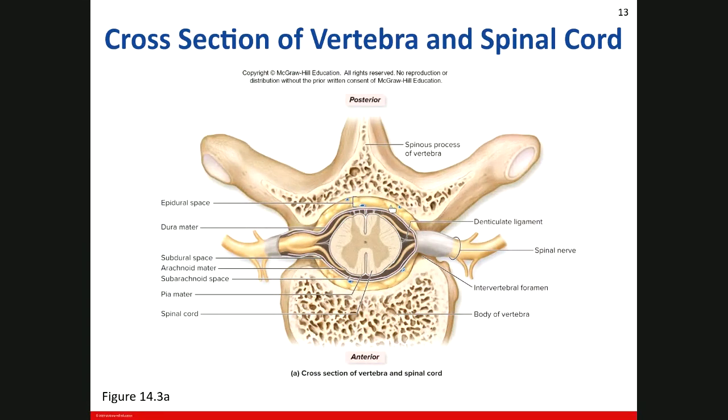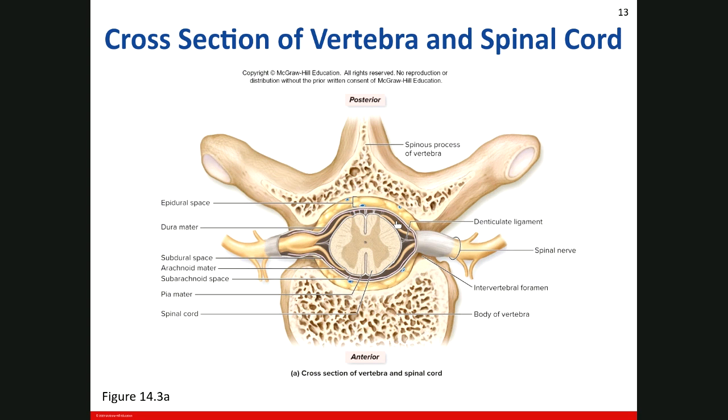These are the different layers of meninges. So first we have pia mater. After that, we have arachnoid matter. Between pia mater and arachnoid, you have this brown subarachnoid space, and this subarachnoid space is full of cerebrospinal fluid. This fluid can make a cushion around your spinal cord and protect your spinal cord more and more.